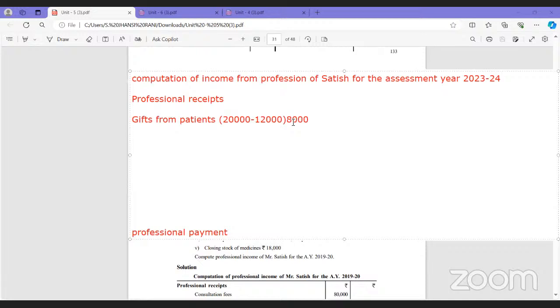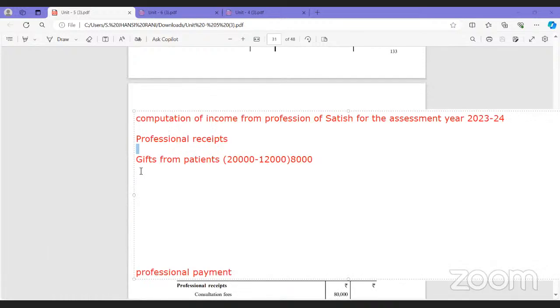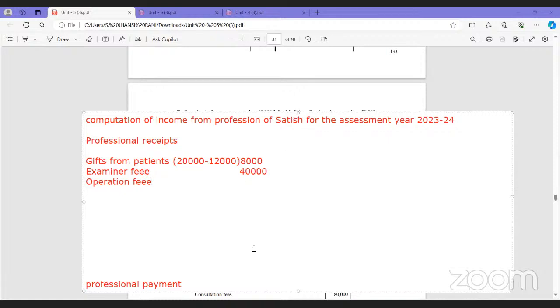Now, what else did we have? Let me look at that. Yes, examiner fees. Examiner fee, 40,000. Even we had operation fee also. Operation fee, and the amount is 30,000. So like this, we write all the receipts and even all the payments.